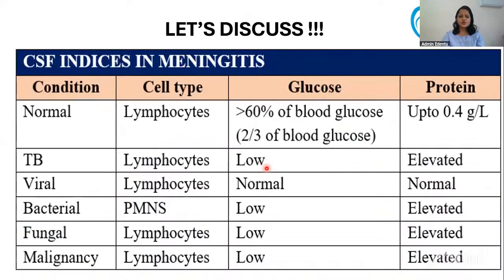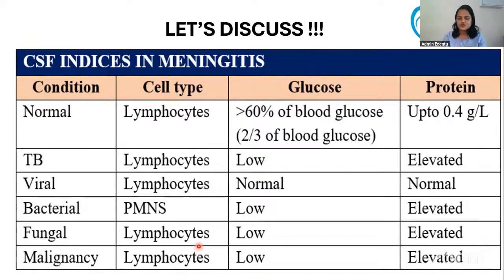So let's look at the CSF indices in each type of meningitis. In the question, it was mentioned that lymphocytes were there. Bacterial meningitis is the acute type, and in an acute type of disease we mostly see acute cells, which are neutrophils. So neutrophils will be most commonly seen in bacterial meningitis, whereas in all the other types you will be able to see lymphocytes.